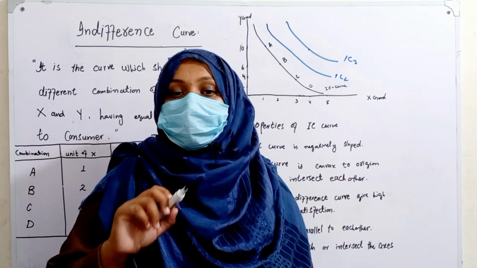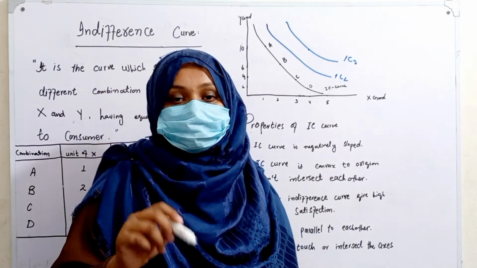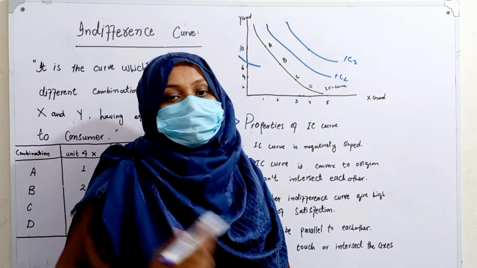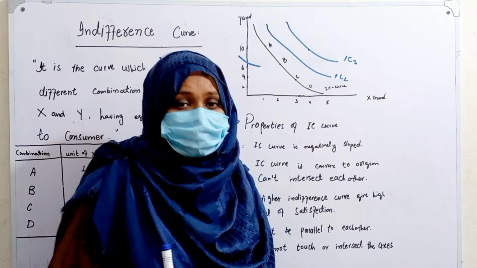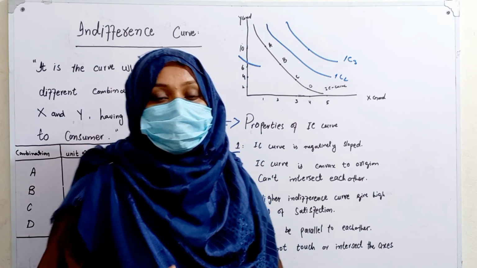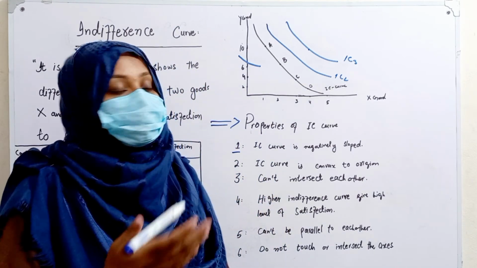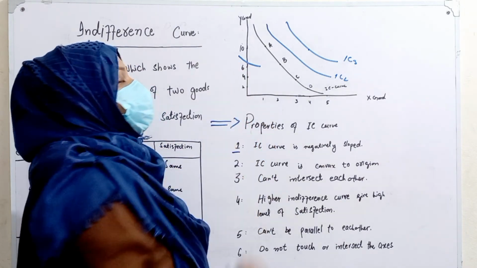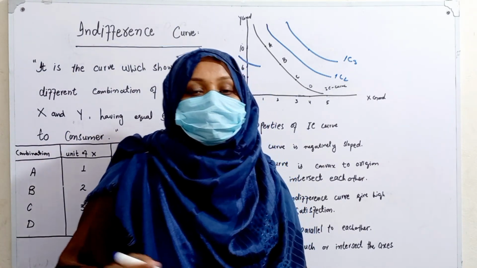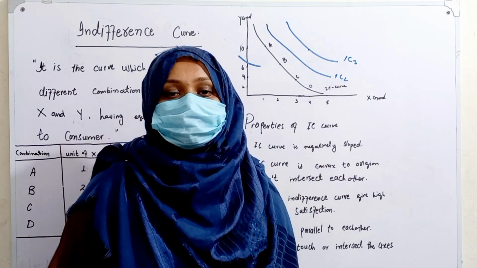The indifference curve cannot intersect or touch the axis, because if the indifference curve intersects or touches this axis, then this means the consumer is only purchasing units of X good and 0 units of Y good. This is against the definition, because the consumer has to consume some units of Y good and some units of X good.